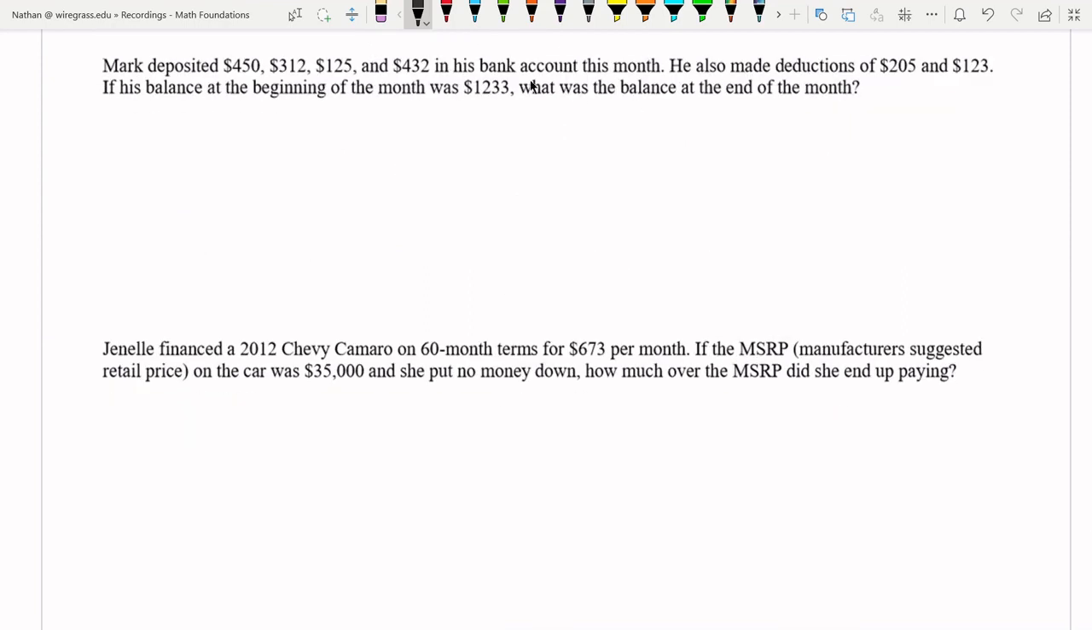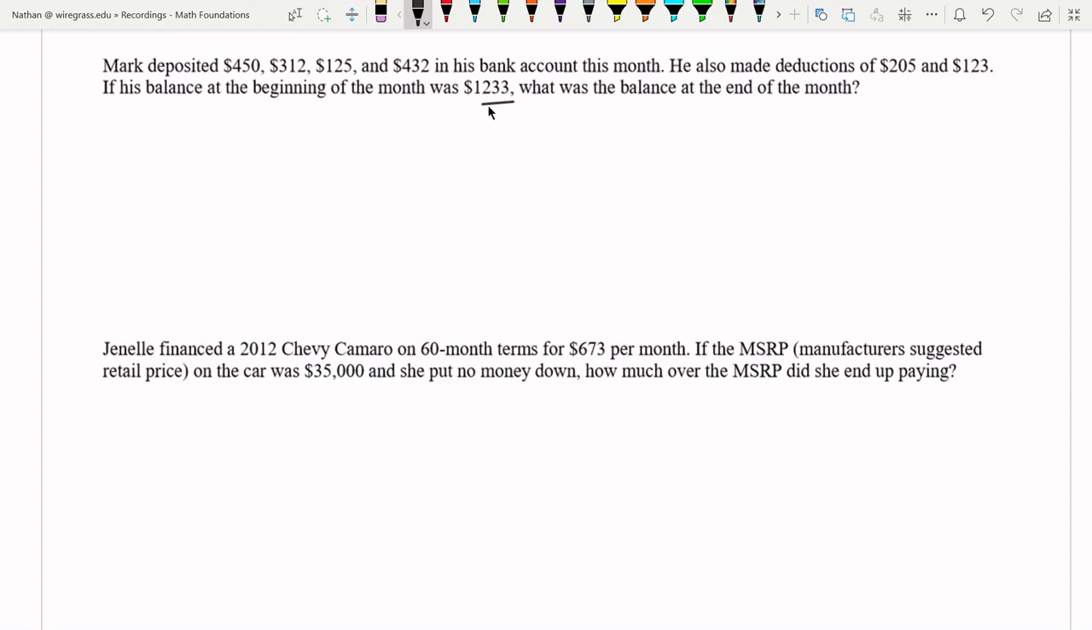Okay, Mark deposited 450, 312, 125, 432 in his bank. He made deductions or withdrawals of 205, 123. If he started with 1233, what was his balance at the end of the month? So we have a bunch of deposits and a few deductions. A deposit means the bank account increases, right? And the deductions means it decreases.